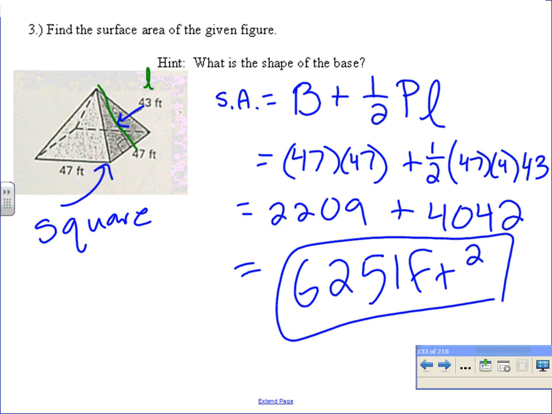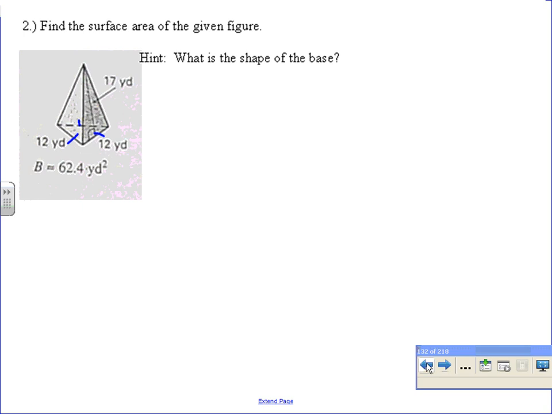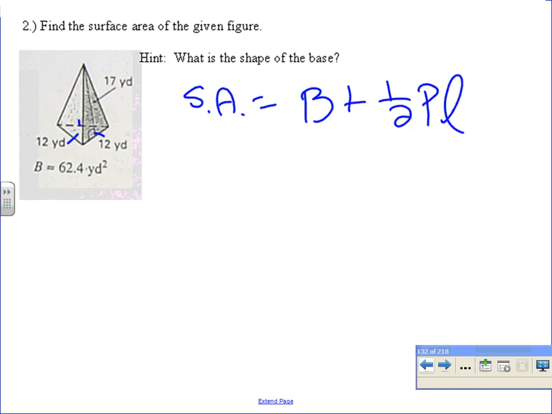Okay, let's look at number 2, and then we're going to go back to number 1. Number 2 is, of course, also a pyramid, so we have B plus 1/2 PL. Now, this one is different for a couple reasons. First question is, what is the base of number 2? Drew, what's the base? No. What figure is the base? Okay, good, so it's a triangle.